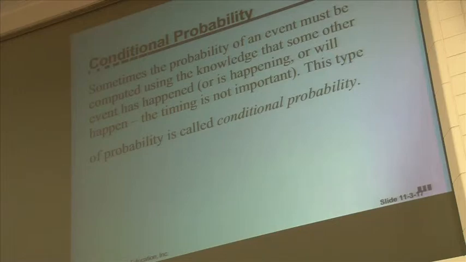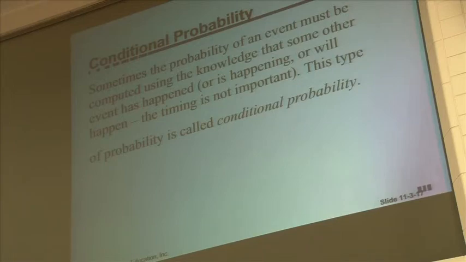The second thing I want to know, the second event: what's the probability that I run out of gas? So something happened first, and then I want to know what's going to happen later. What's the probability of that happening? Let's take a look. The probability of an event must be computed using the knowledge that something else has happened already, or is happening, or will happen. Timing does not matter in this case. This is what we call conditional probability.